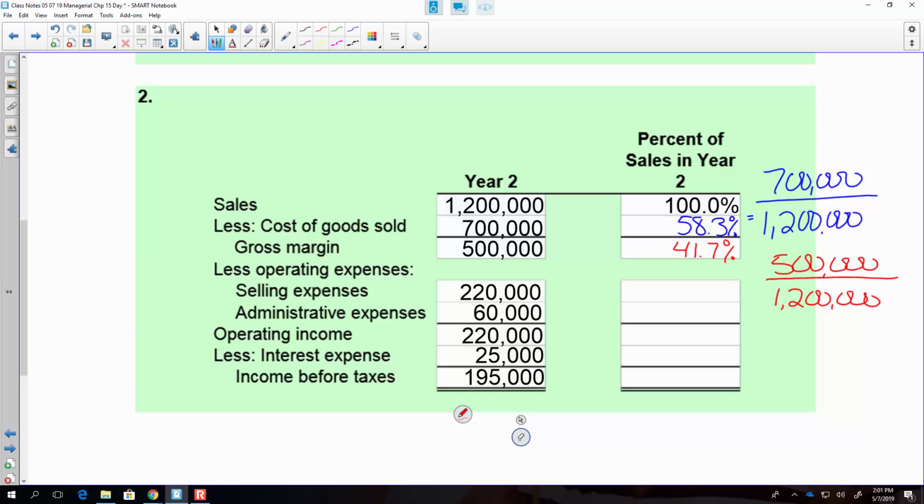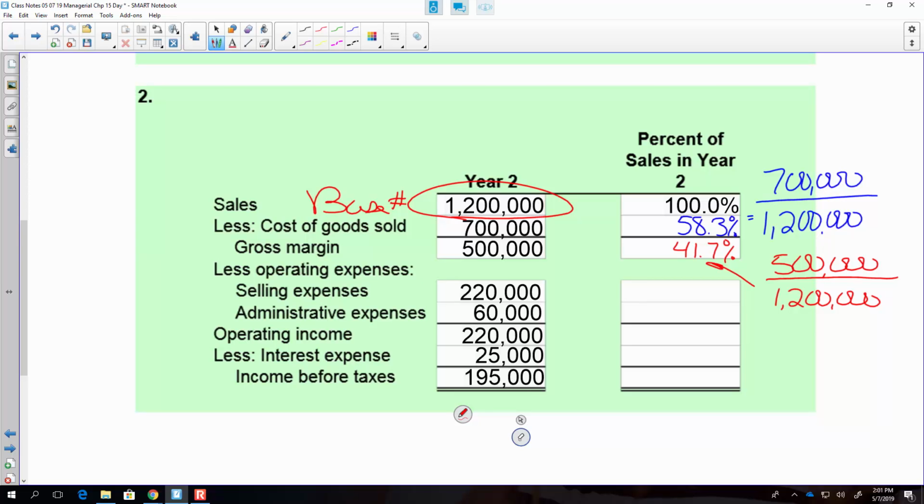That look right? 41.7? It's still 500,000 divided by 1.2 million, because remember, our base year in year 2 is our denominator. Is that right? Okay. So please know that on this type of analysis, this vertical analysis, each year is independent. We're not crossing years like on our horizontal analysis. Is that all right with everyone?